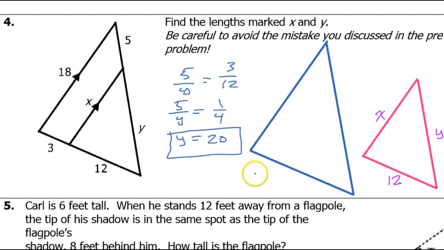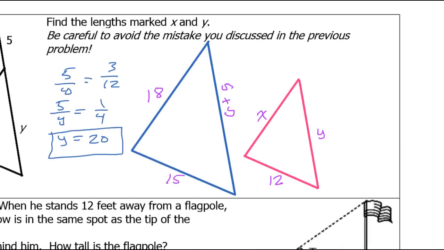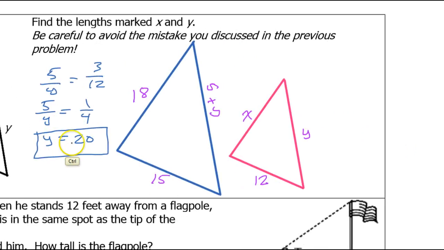Okay. Now, for the larger triangle, this side is 18. All right, and here's where the mistakes usually happen, but this side is 15. All right, 3 plus 12. So this side is 15. Okay, and this side would be 5 plus y, or I could have said y plus 5. Okay, but I already found y, so I don't need to worry about that.